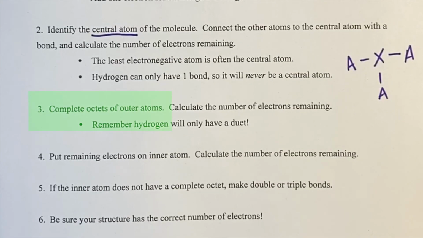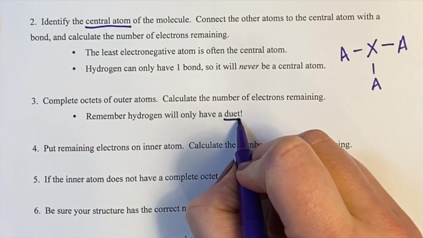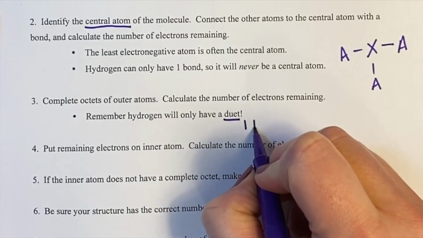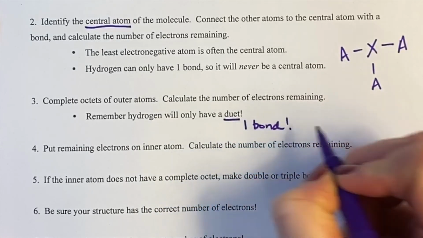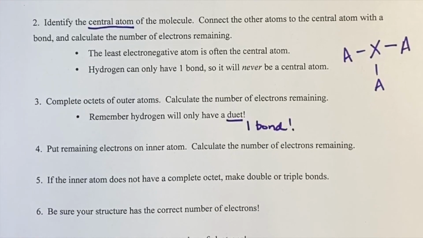Rule number 3 says to complete the octets for outer atoms by calculating the number of electrons that remain. And remember that as you complete the octets for your outer atoms, hydrogen only ever has a duet, and hydrogen will achieve that duet through one bond only. Hydrogen will only ever form one bond.